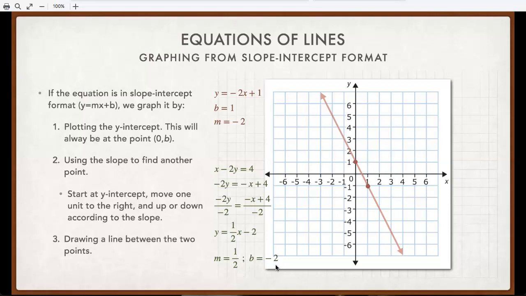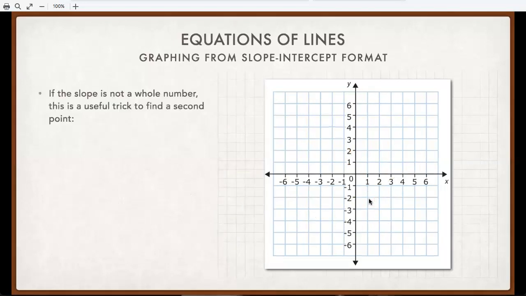First, we'll plot our y-intercept. We know it'll be at the point (0, negative 2). There it is. And then for the slope, we move 1 unit over to the right, and then because m is 1/2, we'll move half a unit up for that second point. Then we can draw a line between them.